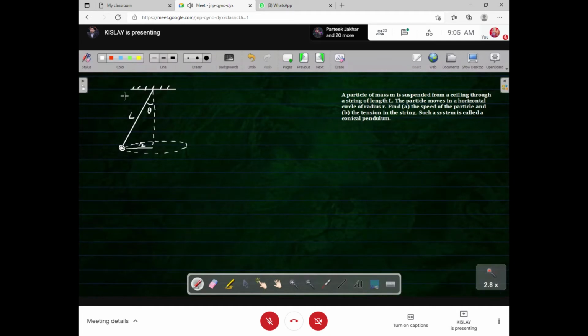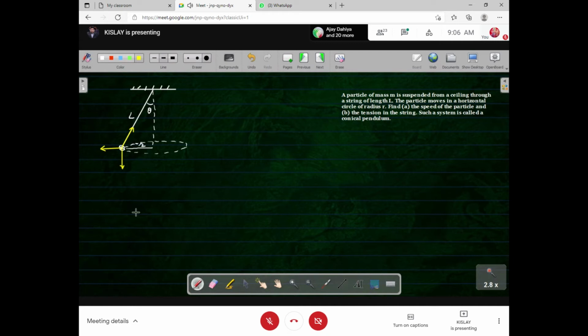Let's see this question. Here we just have to make the balances, meaning mark the forces acting on this. The first force is the gravitational force acting on it, and the centrifugal force away from the center, and a tension along the thread. These three forces are acting on this object in this situation.